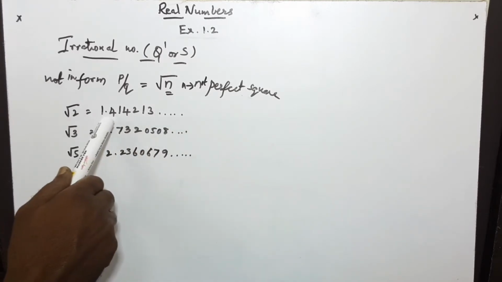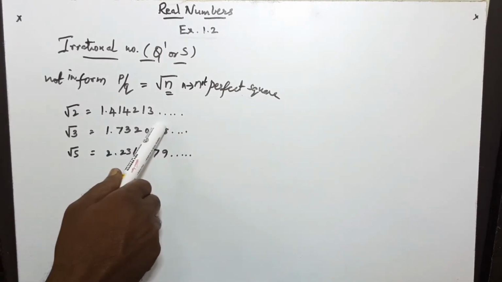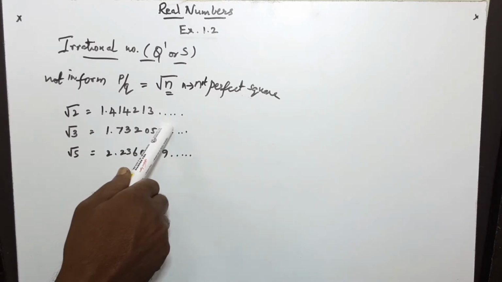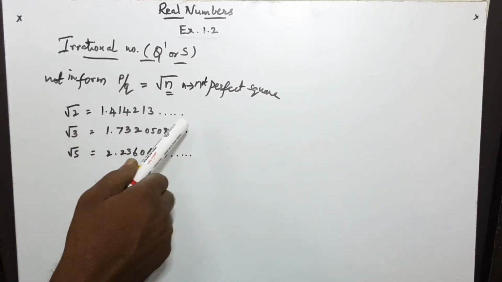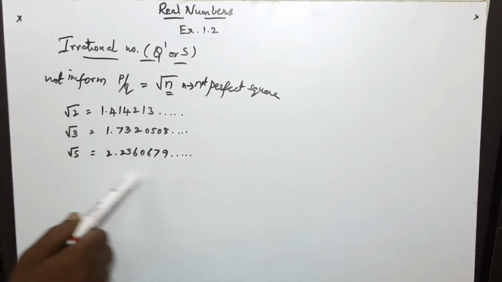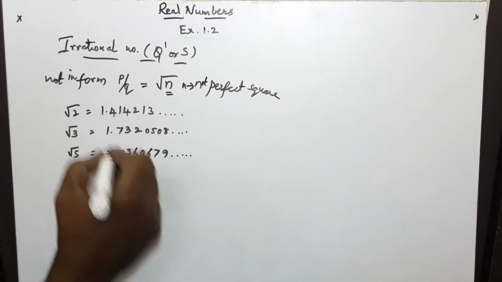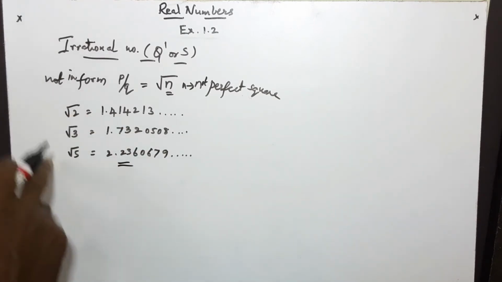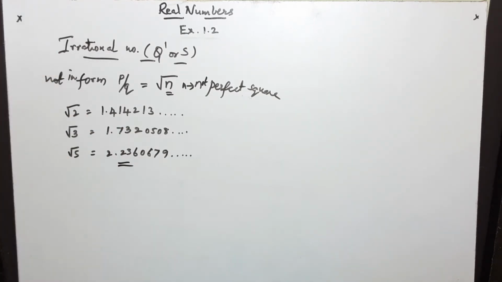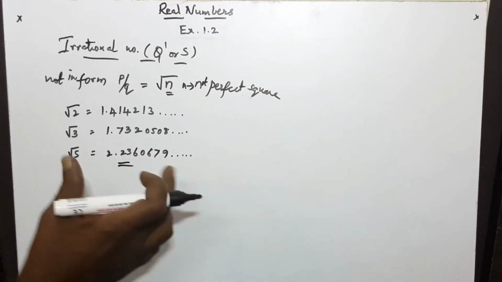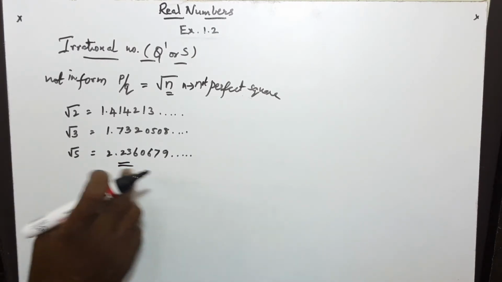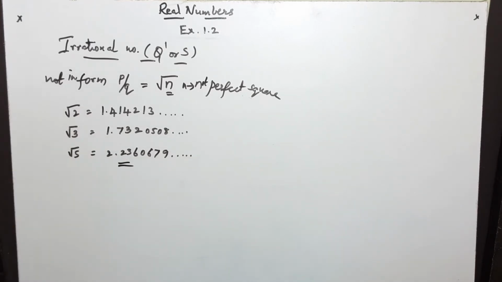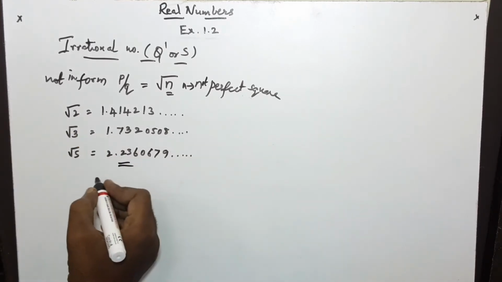That means after the decimal point the same numbers are not repeating. So these are non-recurring, non-repeating and non-terminating decimals. Therefore, such values are said to be irrational numbers. Why are we saying this? Because while doing exercise 1.2, we come across such types of problems.